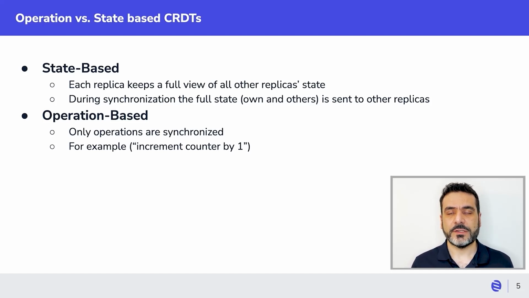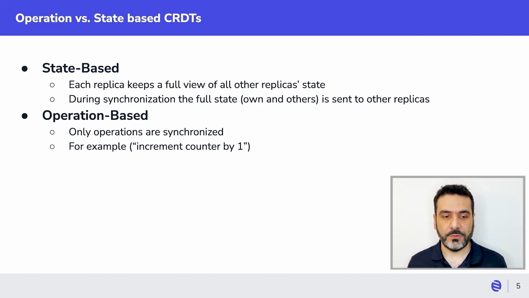The other thing that's important about the state-based CRDT is that during synchronization, the full state of all the replicas that a replica knows about is transferred or communicated with other replicas. So if I am replica 1 and there are 3 replicas in the system, I will communicate not only my state, but what I know about the other 2 replicas' state to everyone else. And then the merge function takes care of the merging between them.